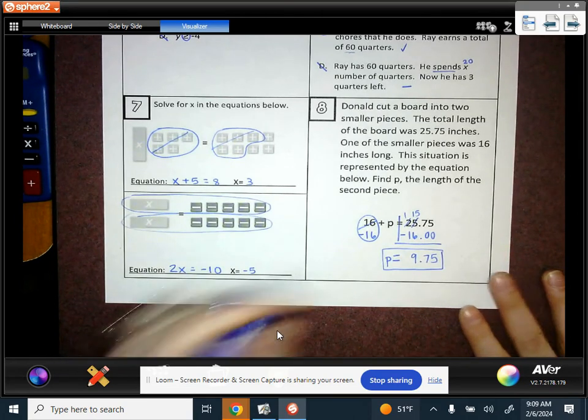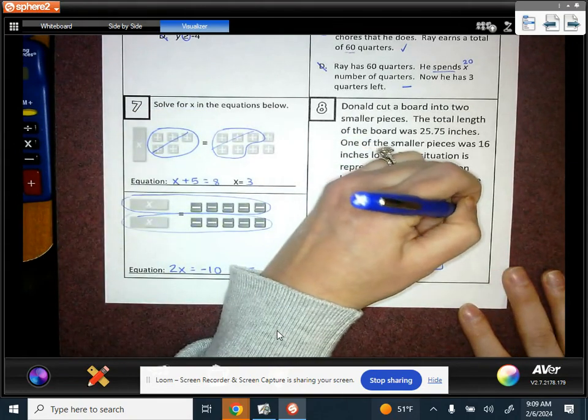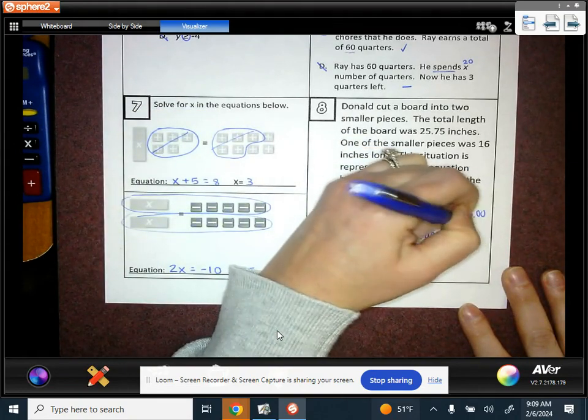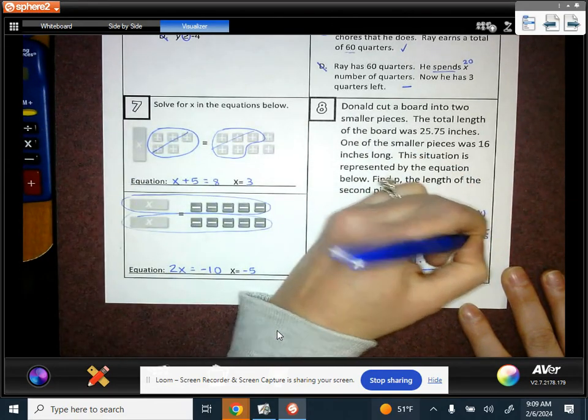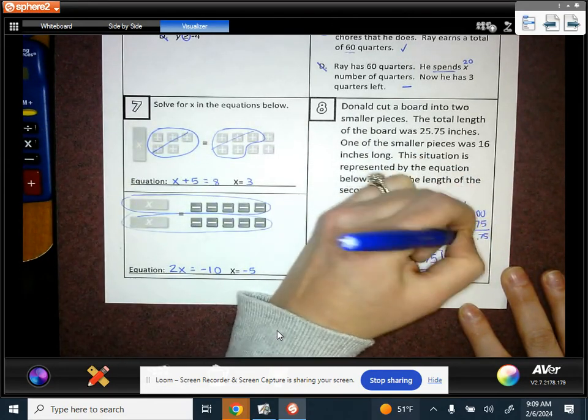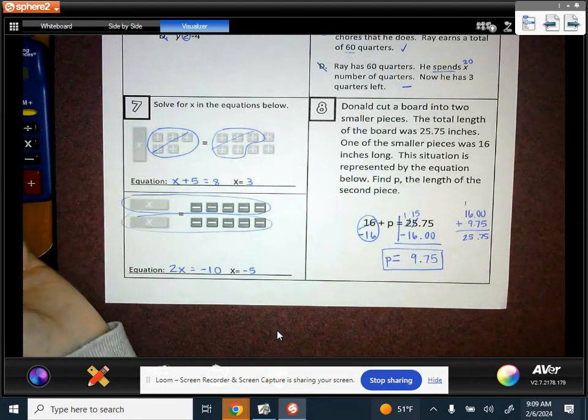And you can always double check by adding them together. 16 plus 9.75. Again, making sure that you're lining up your decimal points. And it does give me 25.75.